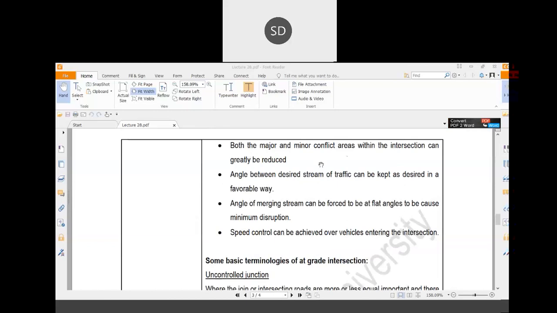Now, the most important thing is that both the major and minor conflict areas within the intersection are greatly reduced, and most of the major conflict points are converted to crossing, or merging or diverging conflict points. Then the angle between desired streams of traffic can be kept as desired in a favorable way. So whatever angle is there for the merging and diverging, by design of that intersection, you can keep it in control. You can increase it or you can decrease it.